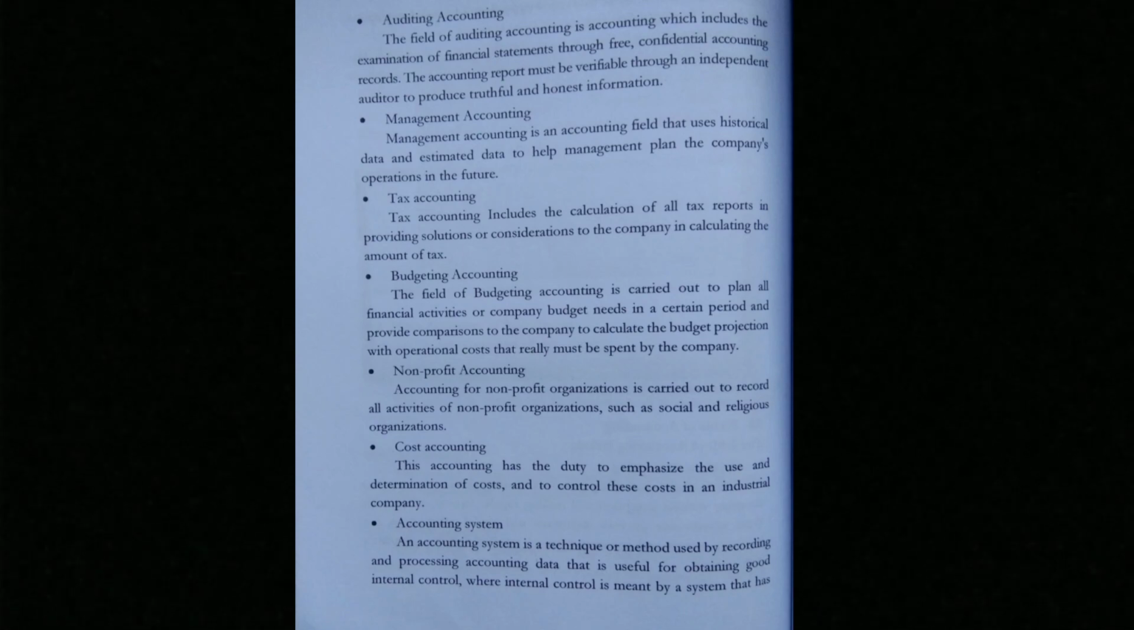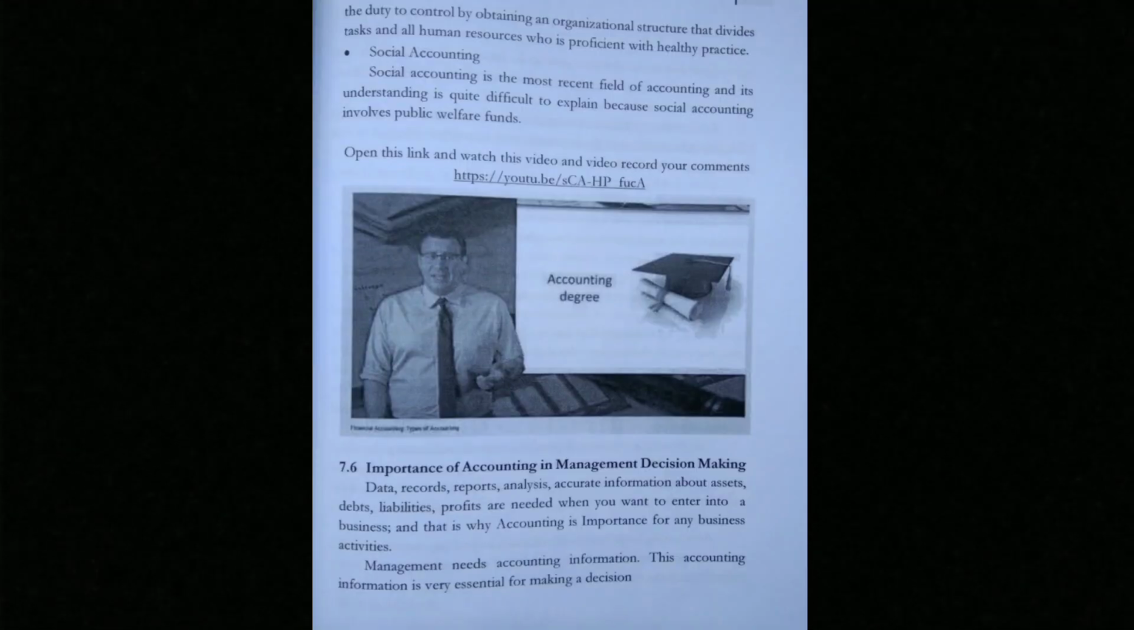Accounting system. An accounting system is a technique or method used for recording and processing accounting data that is useful for obtaining good internal control, where internal control is meant as a system that has the data to control by obtaining an organization structure that has defined tasks and all human resources who are proficient with healthy practice. Social accounting. Social accounting is the most recent field of accounting and its understanding is quite difficult to explain because social accounting involves public welfare funds.